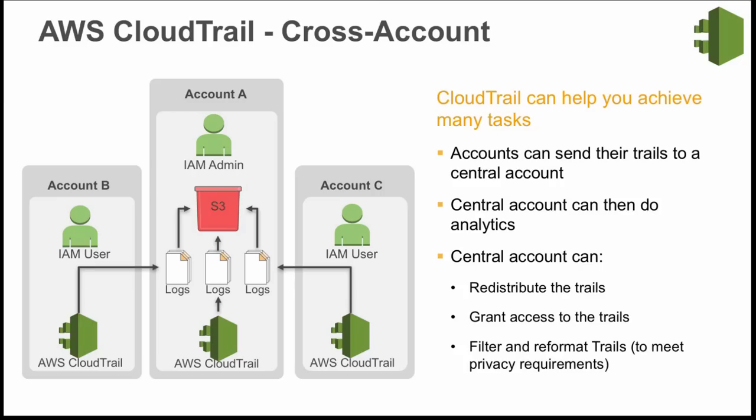You can distribute those trails. You can control access to who can see that information across your environment, and then you can filter and format them to meet your privacy requirements, depending on what you're looking for. Because once the information is in S3, it provides a lot of access around how you want to investigate and query that information. So in the example here, account B on the left-hand side and account C on the right-hand side are sending the log information to account A. And there we have the IAM admin looking after those logs, centralizing them, and controlling access to who can query and invoke an investigation against those actions.